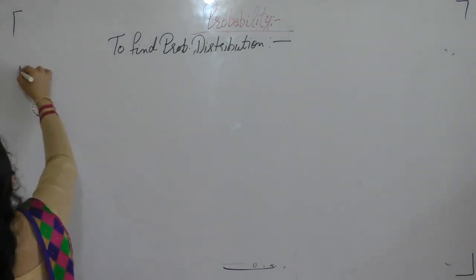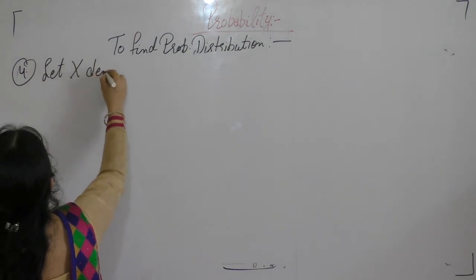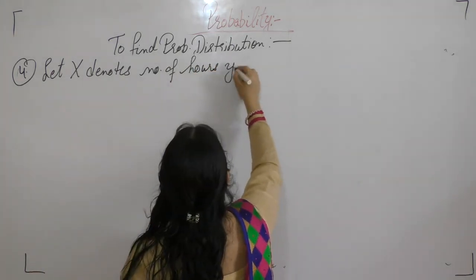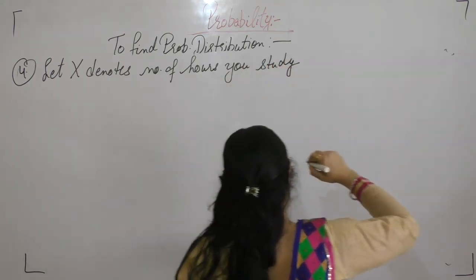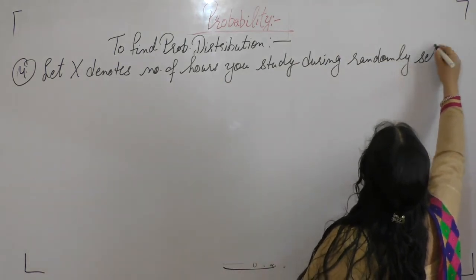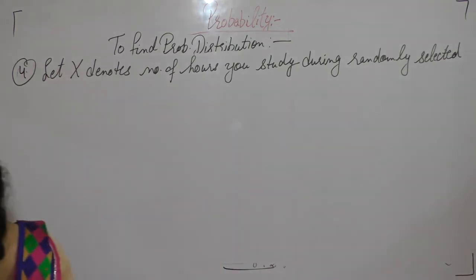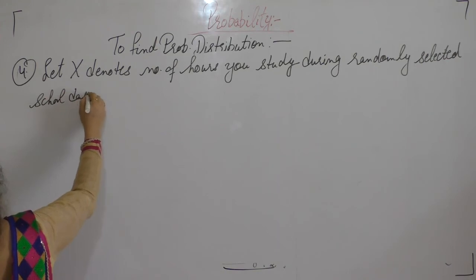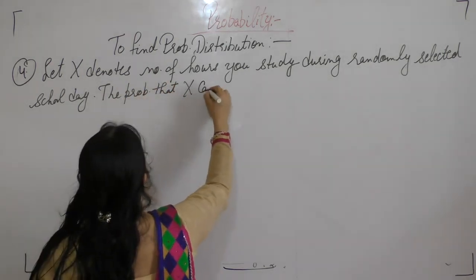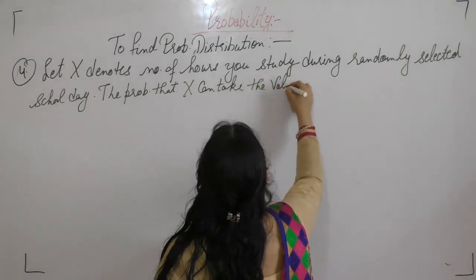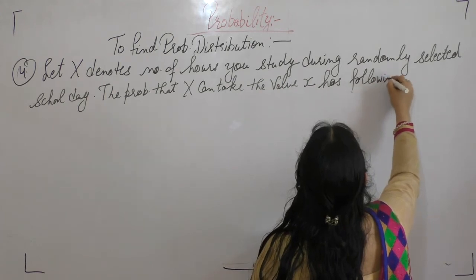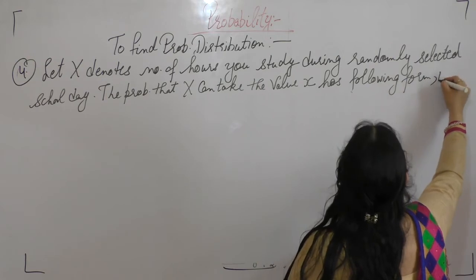Let x denote the number of hours you study during a randomly selected school day. During a randomly selected school day, the probability that x can take the value small x has the following form, where k is some unknown constant.